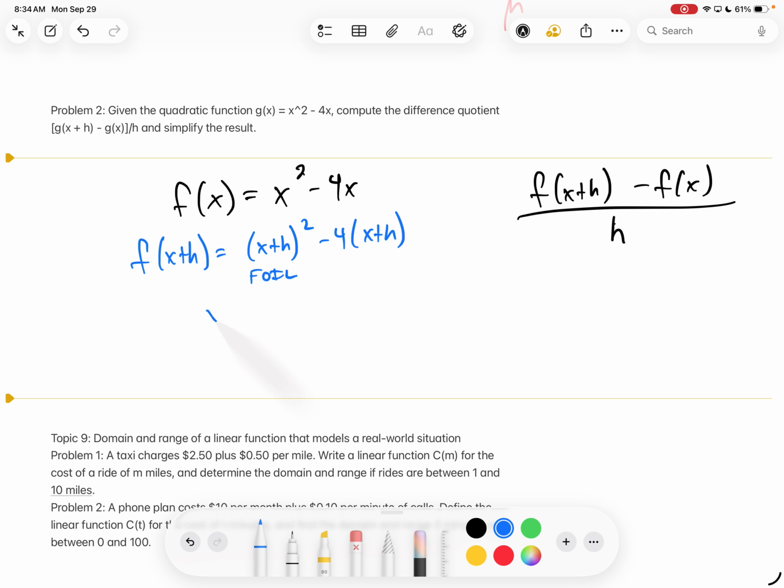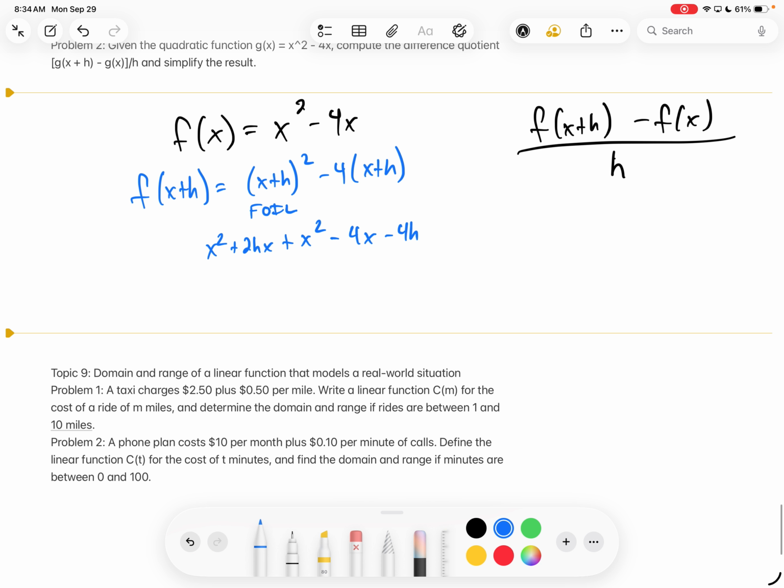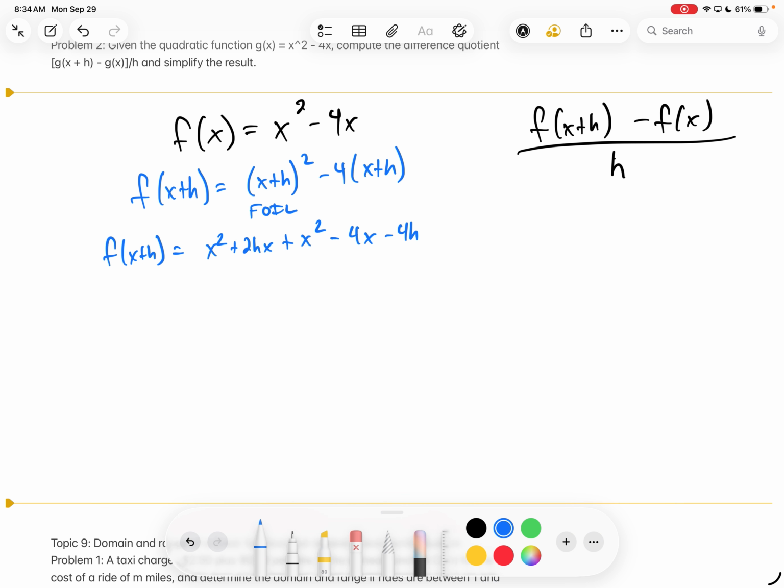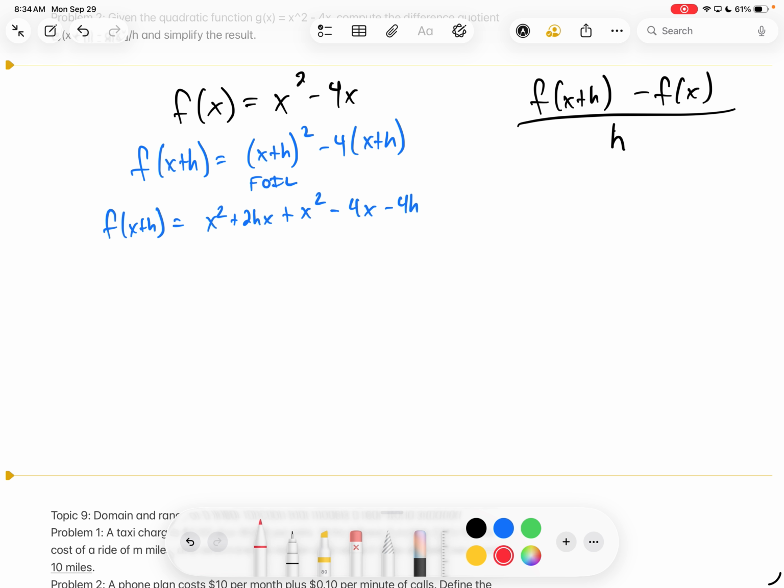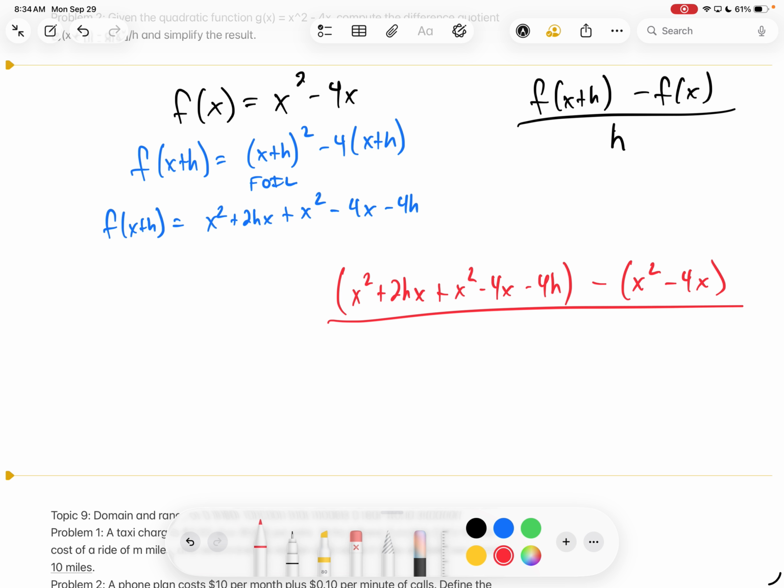When you FOIL it, you get x squared plus 2hx plus x squared. I'm skipping a step there because I know y'all know how to FOIL, right? Distribute the 4, so -4x minus 4h. And I cannot simplify that anymore. So now I go plug it into my formula. My f of x plus h is x squared plus 2hx plus x squared minus 4x minus 4h minus x squared minus 4x all over h.